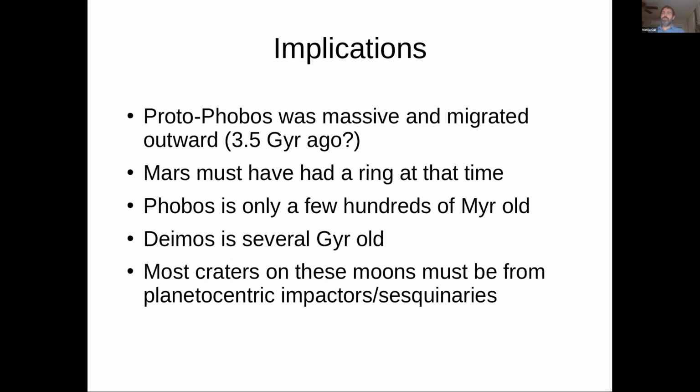So to have an inner moon migrate, sorry, we will migrate outward. Sorry for that. To have an inner moon migrate outward, opposite direction of tidal evolution, you have to have a ring. There is no other explanation.